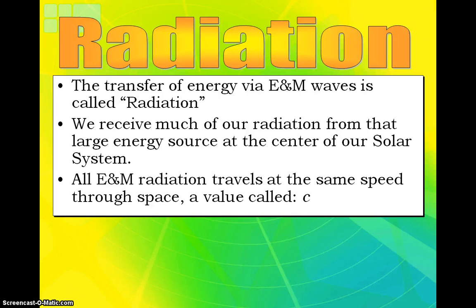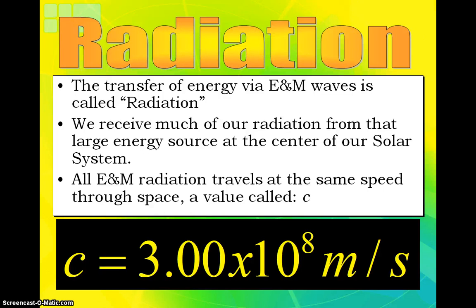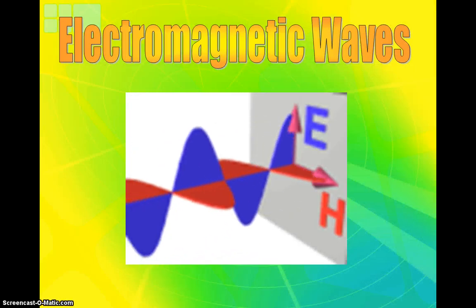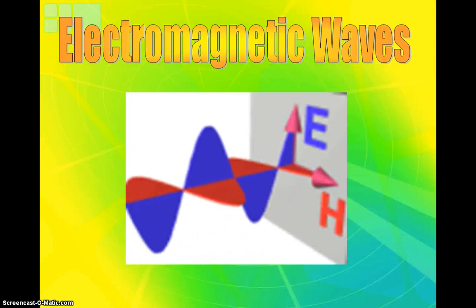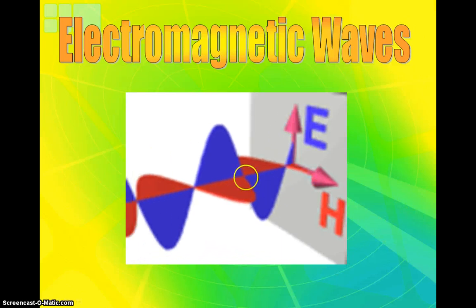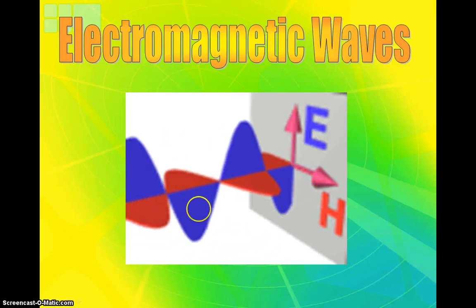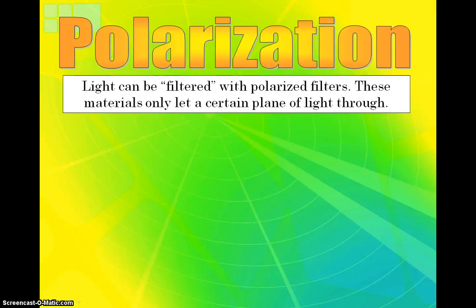Electromagnetic radiation in a vacuum always moves at the same velocity, which is the speed of light, 3 times 10 to the 8th meters per second. That's in a vacuum. As light travels through other mediums, like glass and air, its velocity changes slightly. This shows an example of the waves where you can see the magnetic and electric fields.